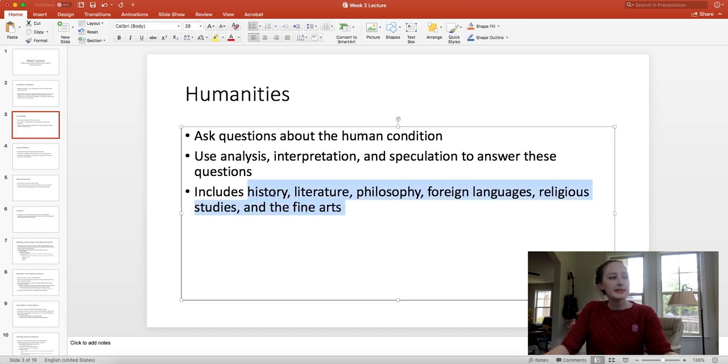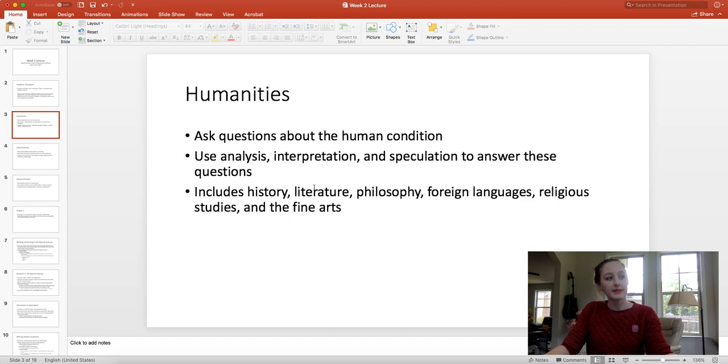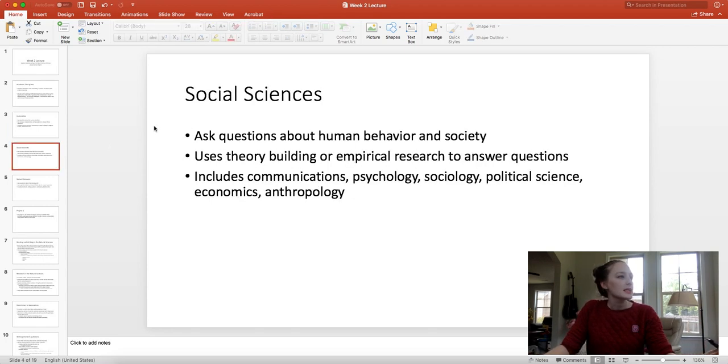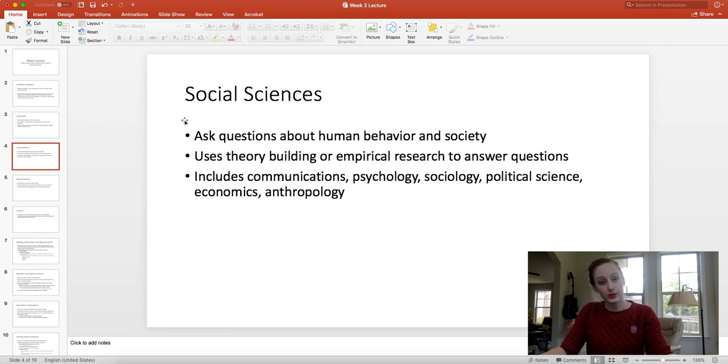So scholars in these disciplines, if I'm a scholar of history, I'm looking at history and studying it in order to find out something about the human condition, what it means to be a human. We're going to go into more detail about what I mean here by analysis, interpretation, and speculation. Other fields will use other methods of answering these questions, like the social sciences.